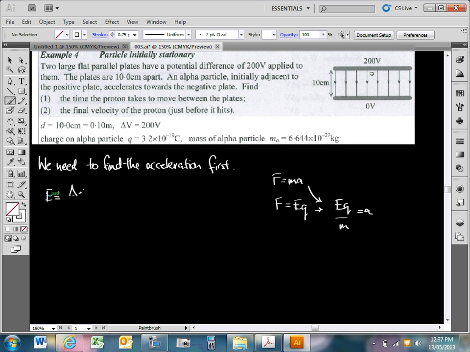E equals delta V on d, 200 divided by 0.1 meters. 2,000 volts per meter is the magnitude of our electric field. F equals EQ. Oh no, we'll just go straight to a. a is equal to EQ on m.